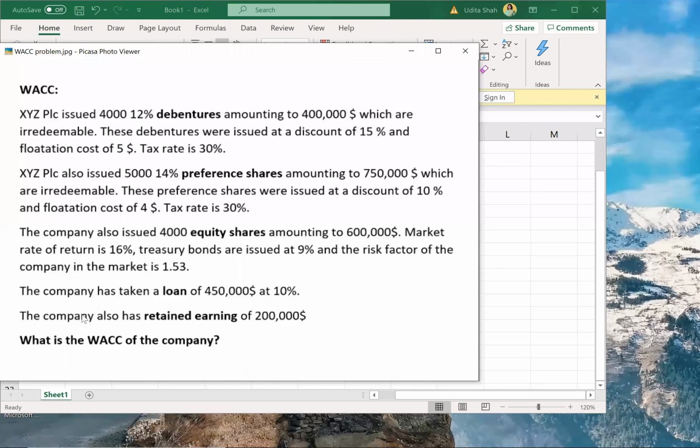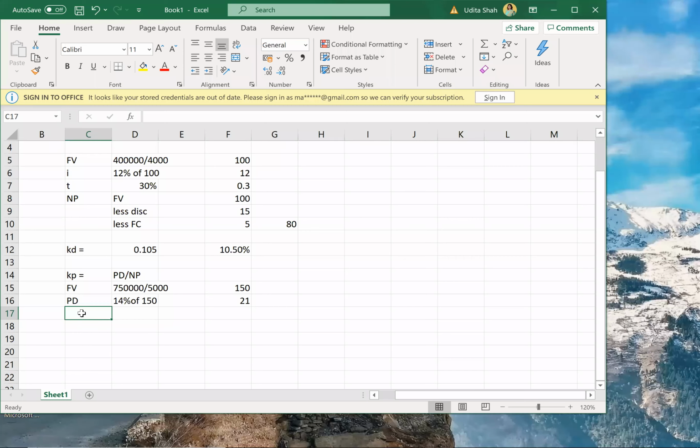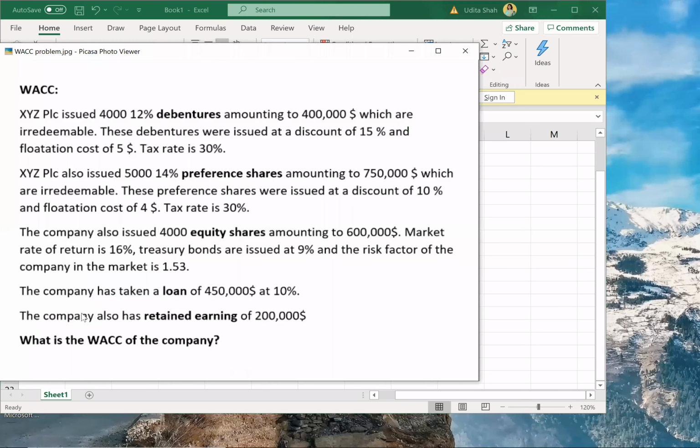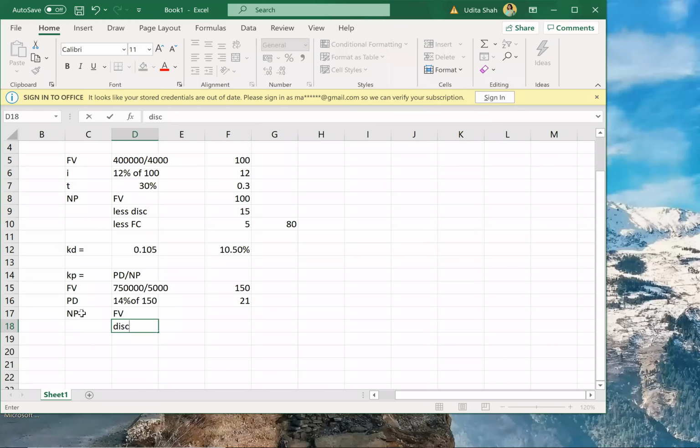Next, these preference shares were issued at a discount of 10%, flotation cost of $4, tax rate is 30%. Tax rate is there just to confuse you. We have nothing to do with the tax rate. So NP is the same. Face value, is it premium or discount? Again, it is a discount. So face value minus discount and minus flotation cost.